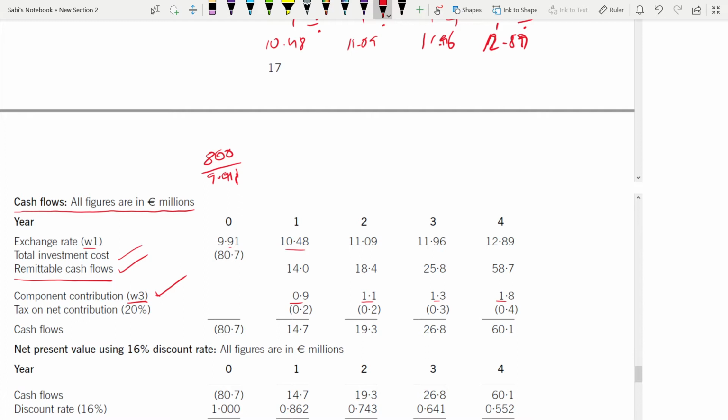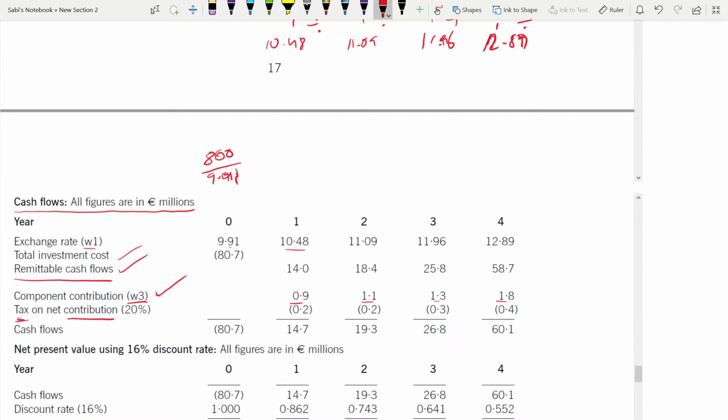They are taking the tax, rounding up to one decimal place. They are taking the tax only on the contribution. You are not supposed to add the remittable cash flows with the contribution and then take tax on that. No, you are only taking tax on the contribution. Tax on contribution, that's it. You are not adding it with cash flow.